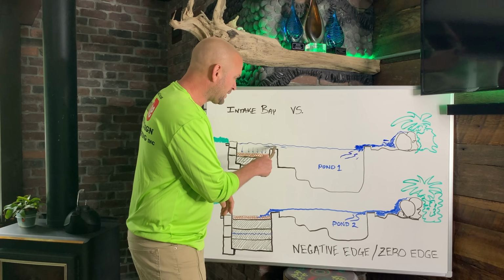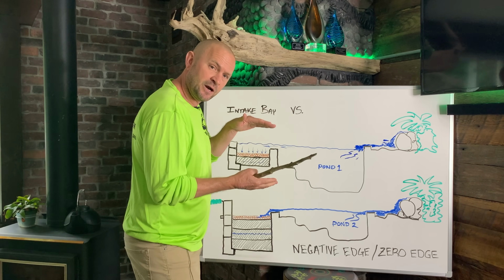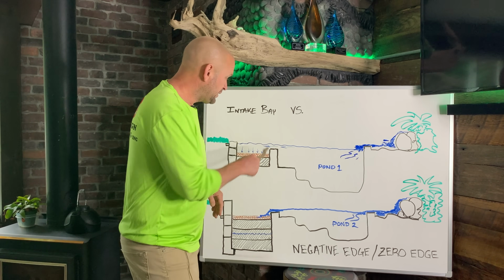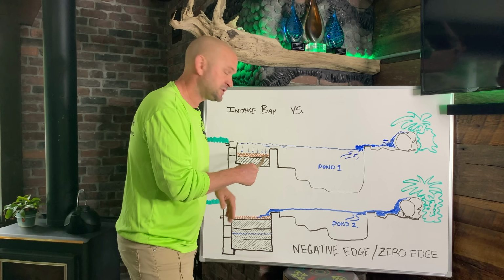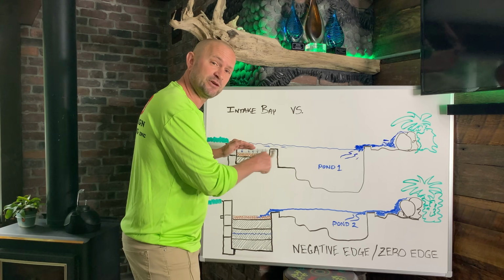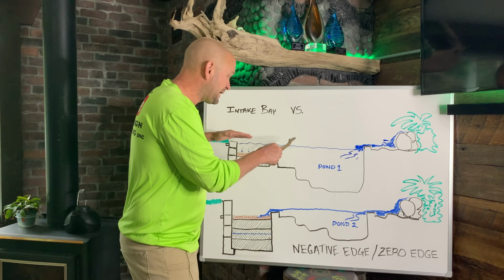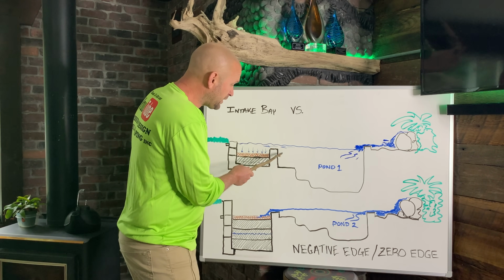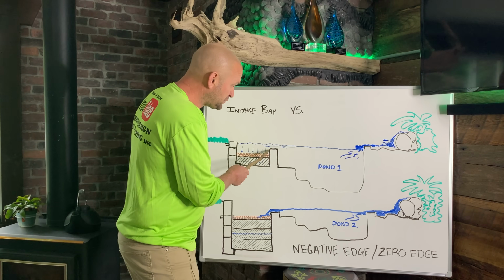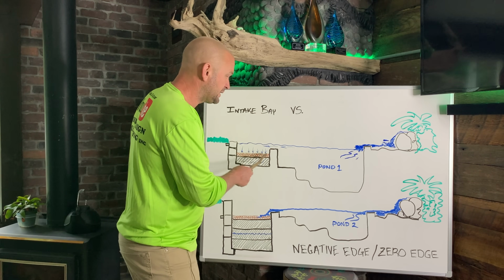But as your water level goes down, this area where the water's flowing in through, velocity increases. So it becomes more and more difficult for fish to get in and out based on how low the water level goes. And if the water level drops down to this point where it's dropping over, it can no longer get into the intake bay.